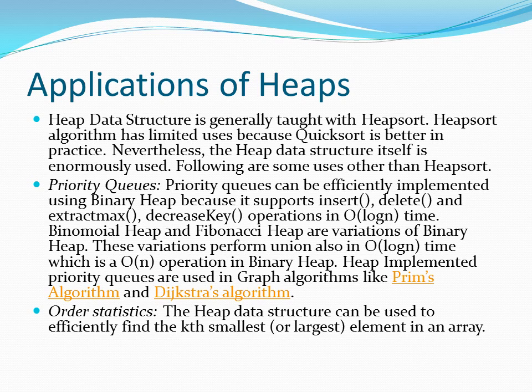Applications of heaps. Heap is a data structure. It is used for sorting. Then priority queue. A priority queue can be implemented using a binary heap. And binomial heap and Fibonacci heap are variations of the binary heap. It is also used to find the kth smallest element efficiently from an array. These are some applications of heaps.